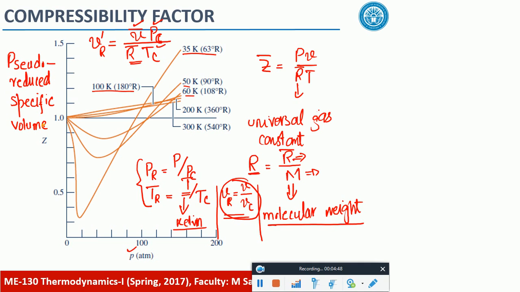Because these terms are defined for simplification of the relationships, that term does not serve that purpose. Okay, using this thing, if you plot Z with respect to VR, simply VR, which is V by VC, you won't be able to get that simplified relationship. Okay. Similarity in the curves for different substances comes in when you talk in terms of pseudo-reduced specific volume.